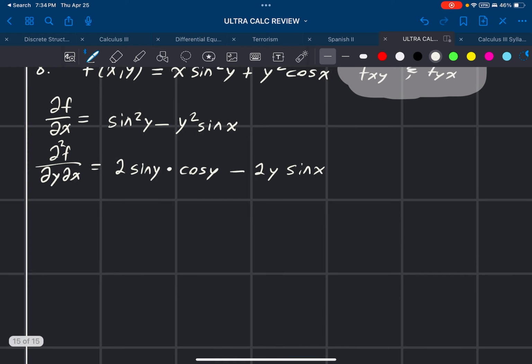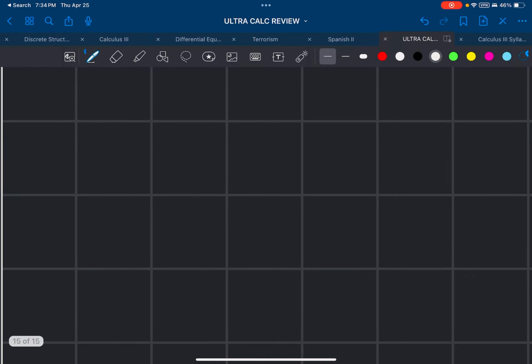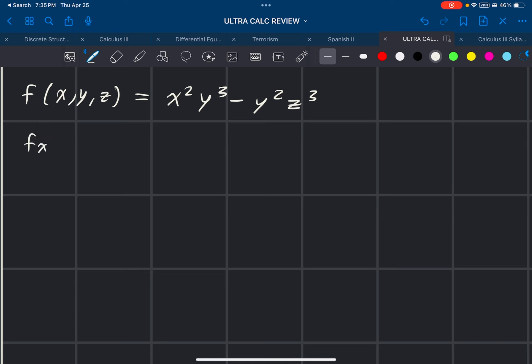And I actually have one more for you guys to do. This is just for you guys to do independently. You actually don't need me for this one. Okay. So for this one, I want you to find partial with respect to x first, then y, then z. Then for this one with y, then z, then x. Then for this one with z, then y, then x. Then for this one with x, with y, and then z.